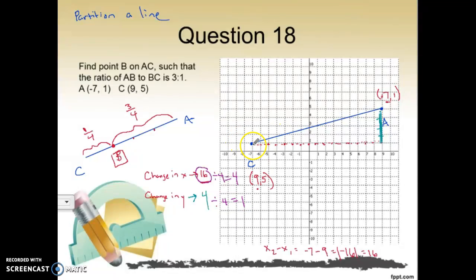So I'm going to go back to point C. Okay, this is point C right here. And now the change in x tells me how far to go left or right. So it's positive. So I'm going to go right 4 from point C. I'm going to go 1, 2, 3, 4. And then it tells me to go up 1. That's my change in y, up 1. And so here I have point B. It is 1/4 of the way between point C and point A.